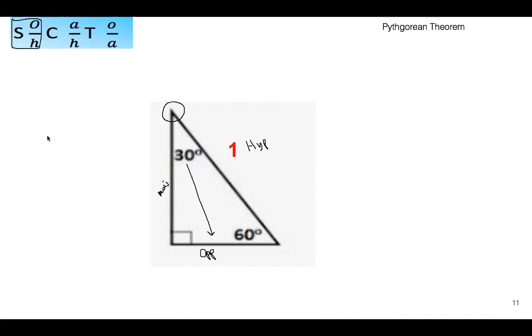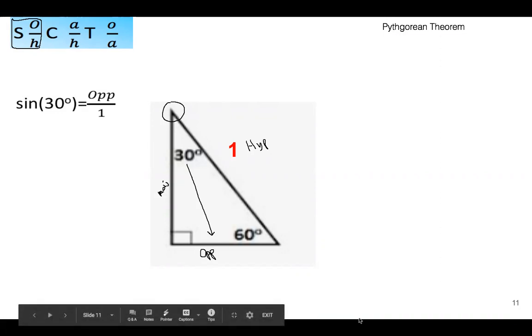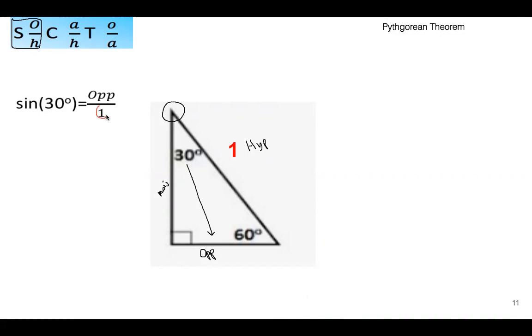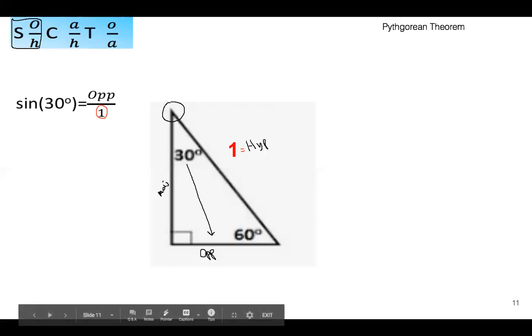So here we go. Sine of 30 degrees we know is opposite over hypotenuse. Step 1: sine of 30 degrees is equal to opposite over hypotenuse. Notice how instead of putting hypotenuse, I just put 1. That's because our hypotenuse is equal to 1, because this right triangle is on the unit circle. So that's super vital right there.